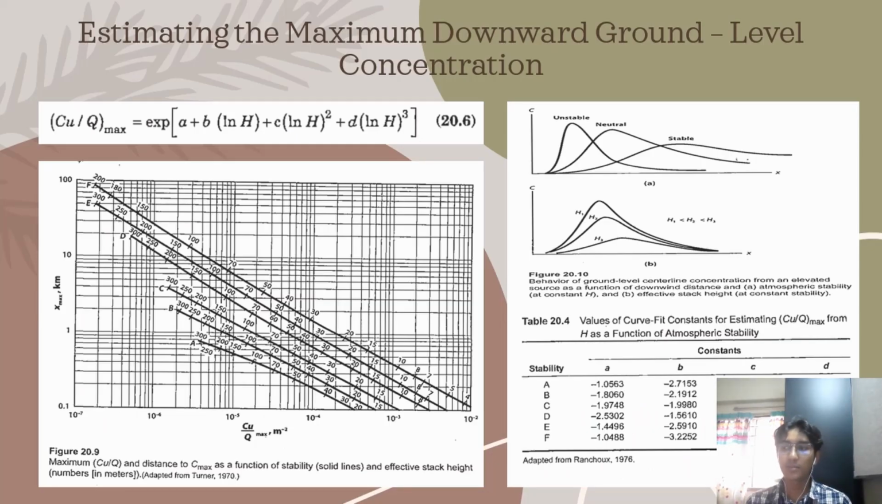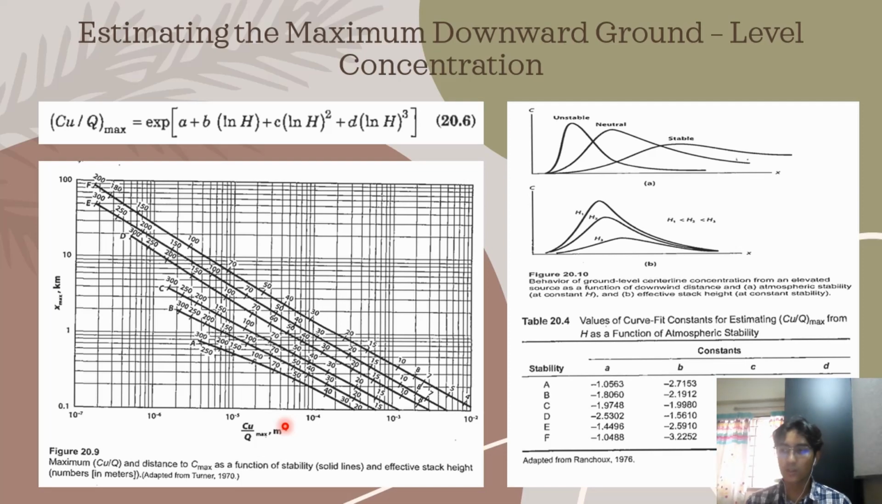The maximum downwind ground level concentration always occurs on the center line. Turner in the year 1970 developed a graphical means of estimating the maximum concentration, Cmax, and the distance at which it occurs. Both Cmax and Xmax depend on the stability class, effective stack height, wind speed, and emission rate. Figure 20.9, which is the maximum Cu over Q and distance to Cmax as a function of stability and effective stack height, represents Turner's results as a plot of Xmax versus Cu over Q max.